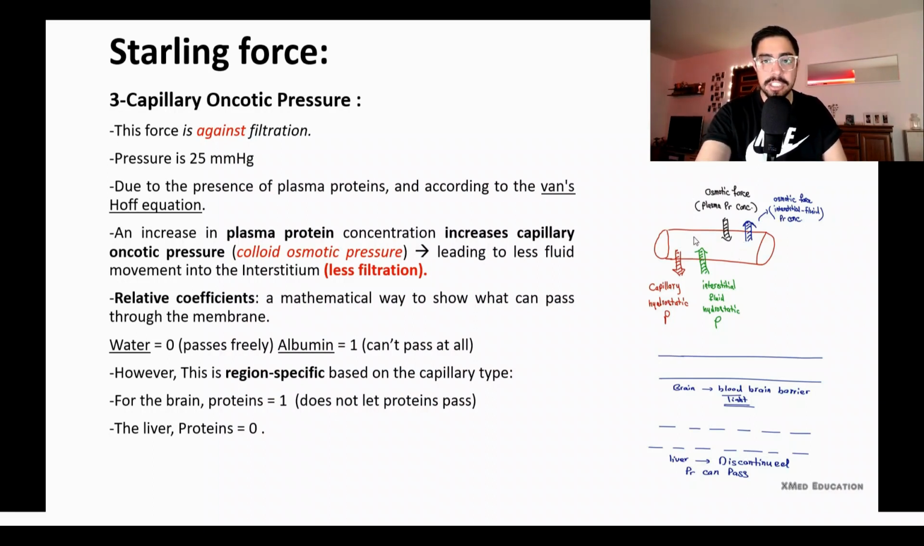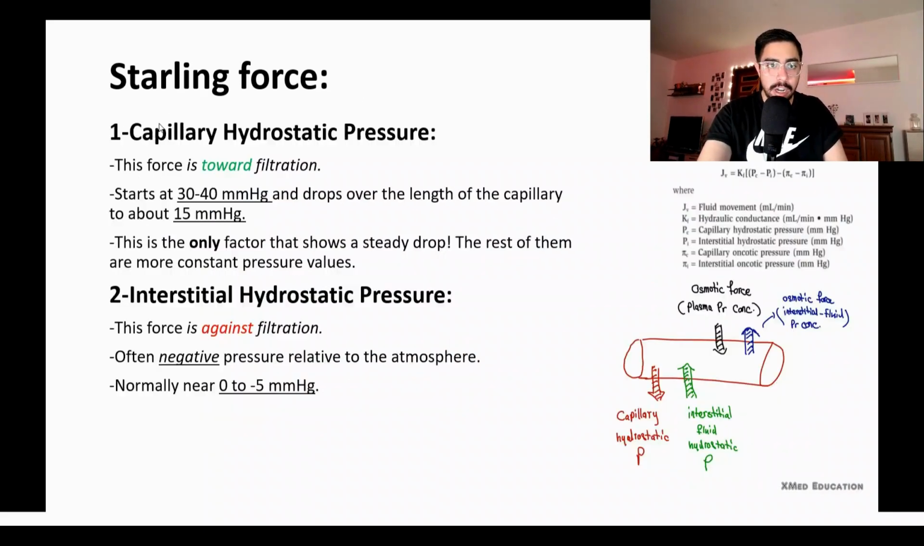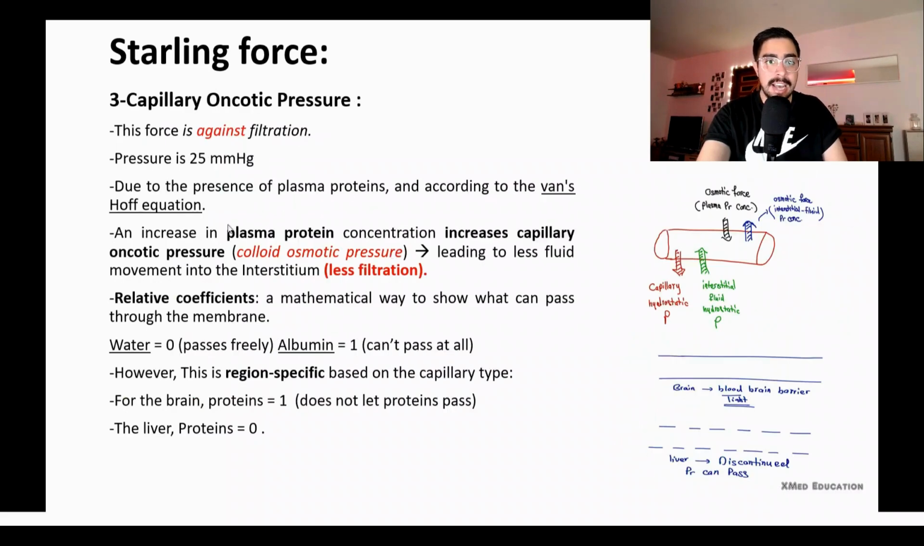As I mentioned, capillary hydrostatic pressure is 30 to 40 in the beginning and 15 in the end. And the capillary oncotic pressure is 25 all over the capillary. So from somewhere in the middle, the oncotic pressure will be more than the hydrostatic pressure, and that's the moment that absorption will be more than the filtration. There are also some conditions in which the plasma proteins can change. They can decrease or increase.